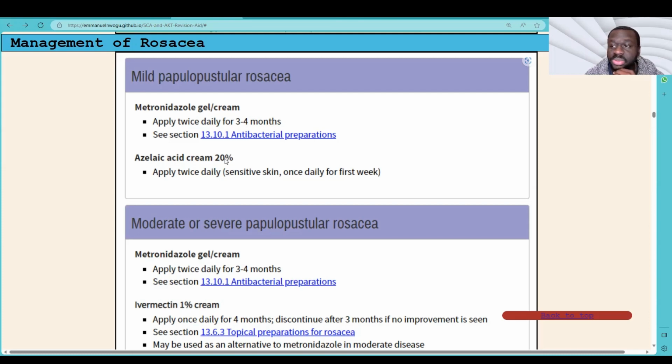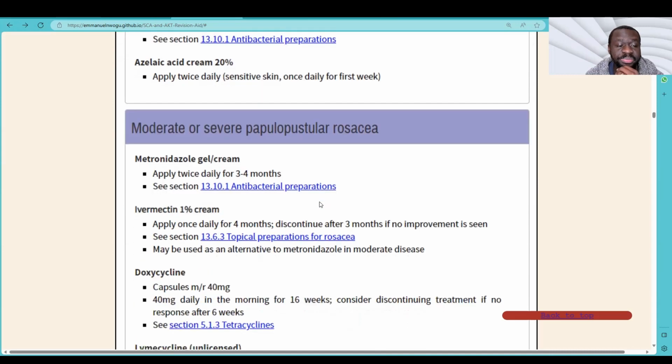Azelaic acid cream is also used. Azelaic acid is also used in the management of acne. If you use azelaic acid cream, apply it twice daily. For sensitive skin, apply once daily for the first week.